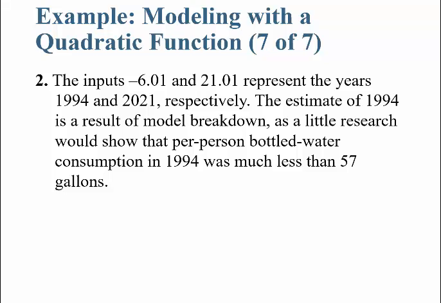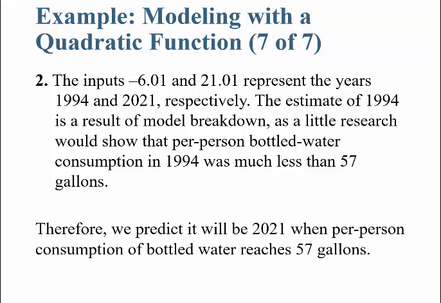The inputs here, negative 6.01 and 21.01, represent the years, because remember we started at the year 2000 here. Respectively, we have the estimate of 1994 as the model breakdown, as a little research would show that per person bottled water consumption in 1994 was much less than 57 gallons. So therefore, we predict it will be 2021, a few years from now, when per person consumption of bottled water reaches 57 gallons.